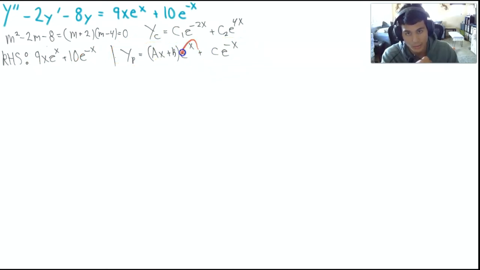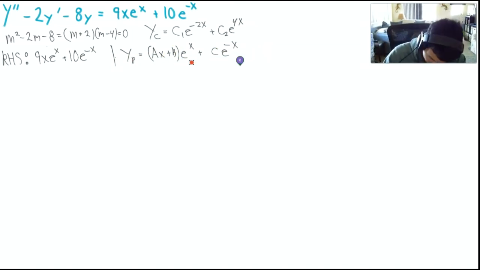Now, we have an e to the x and an e to the negative x here, but we do not have an e to the x or an e to the negative x over in yc. So there are no overlapping terms from yc to yp, thus we do not need to multiply yp by any x or x squared or anything like that. So it's just that.